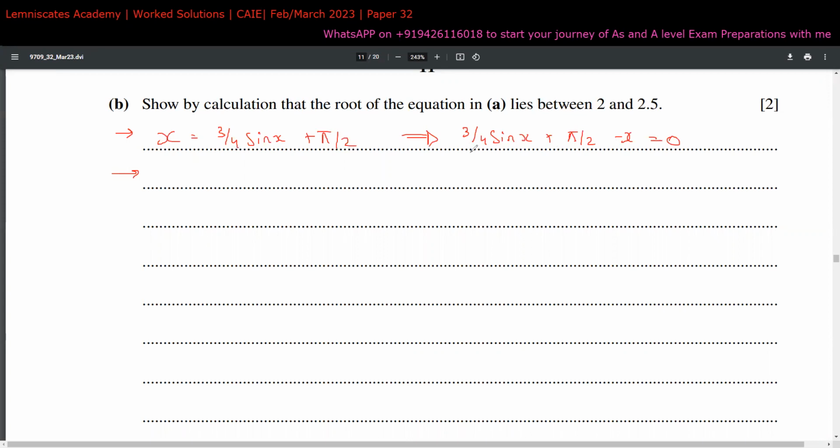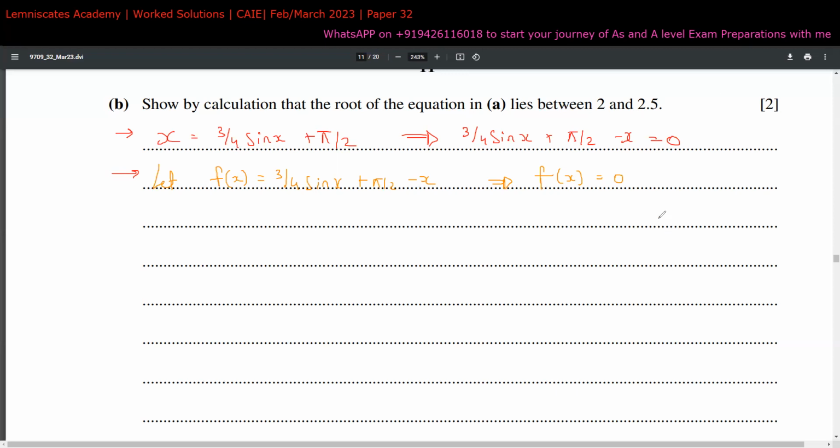Now you consider this whole thing as a function f(x). So let f(x) be equal to 3/4 sin(x + π/2) minus x. Now this implies that f(x) is equal to 0. Okay, now if we are substituting the value of x as 2 and 2.5, if the value at 2 gives, let's say, a positive value, and the value at 2.5 gives a negative value, it automatically means that in between them there must be some zero value, right? That's the reason, because it's changing sign.